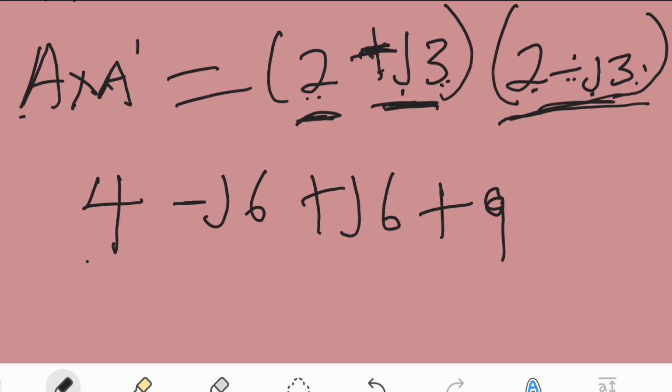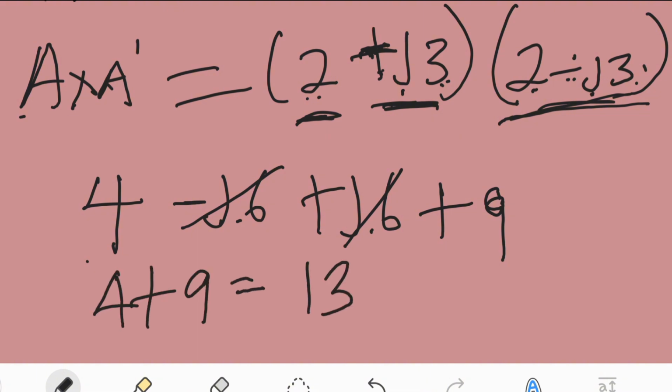So after you've done this, you can now see that negative j6 is here and positive j6 is here, so they can just cancel each other out. And once you do that, what you have remaining is 4 plus 9, and that is going to give us 13. So when you multiply a complex number by its conjugate, you are going to be left with just a real number, okay? And that is it.